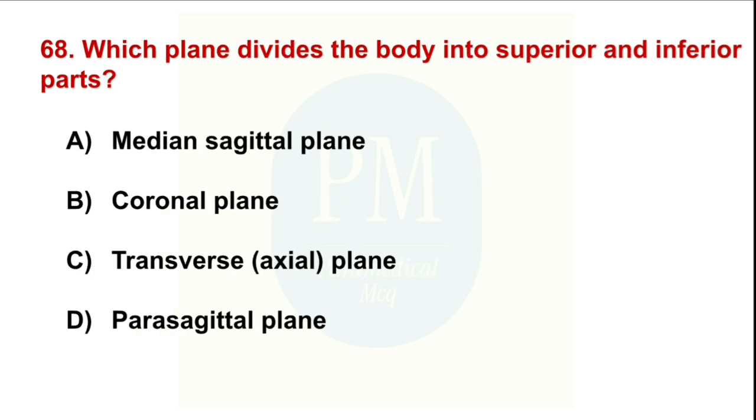Which plane divides the body into superior and inferior parts? Option A, medial sagittal plane. Option B, coronal plane. Option C, transverse axial plane. Option D, parasagittal plane. The correct option is option C, transverse axial plane.